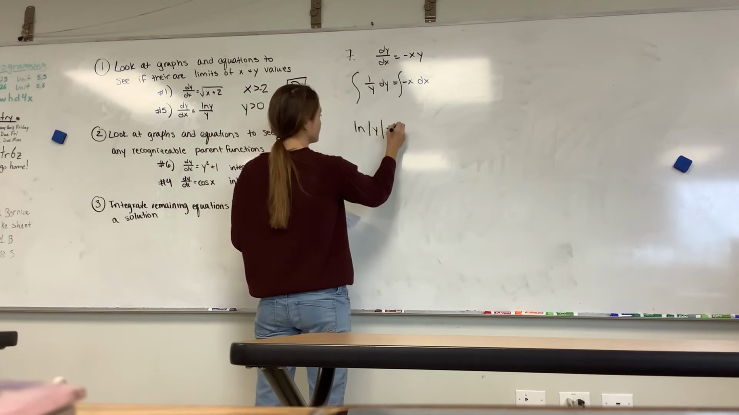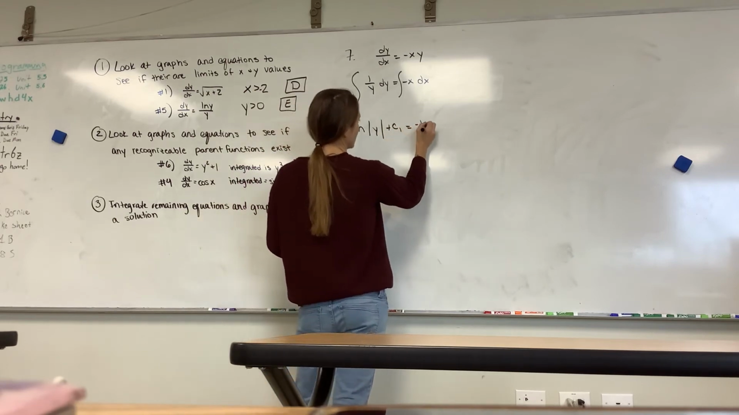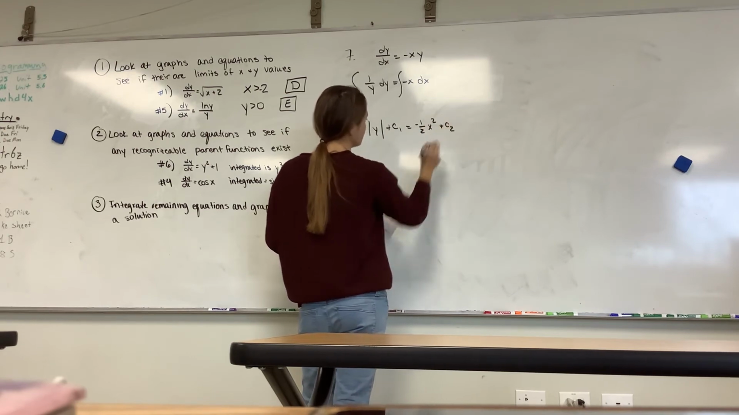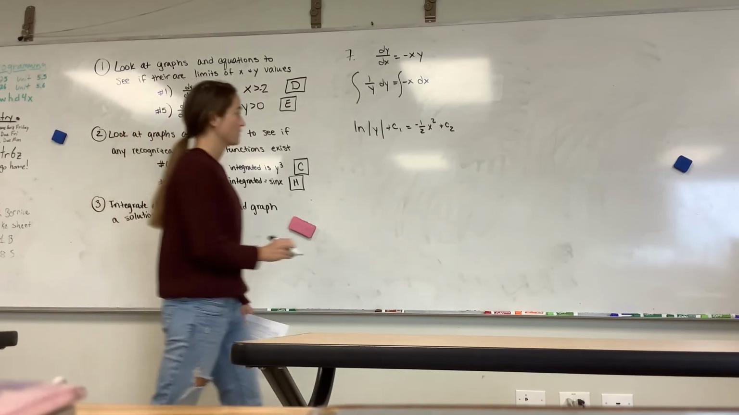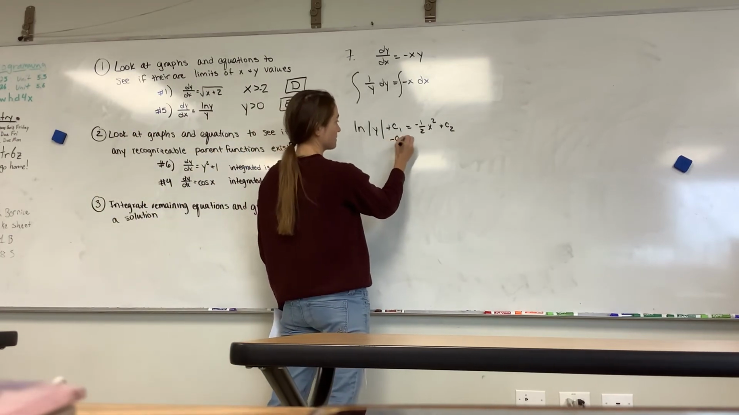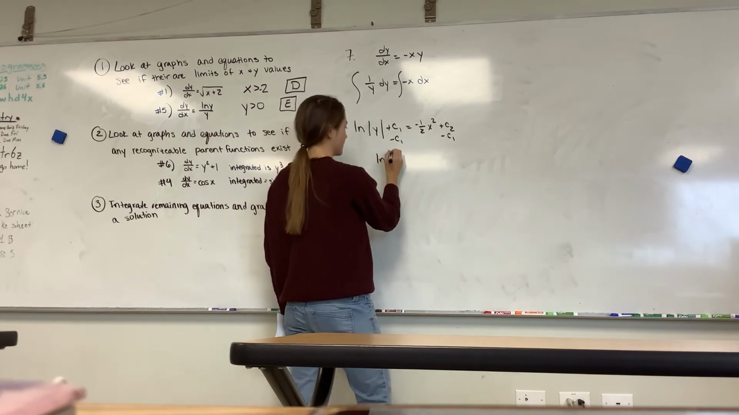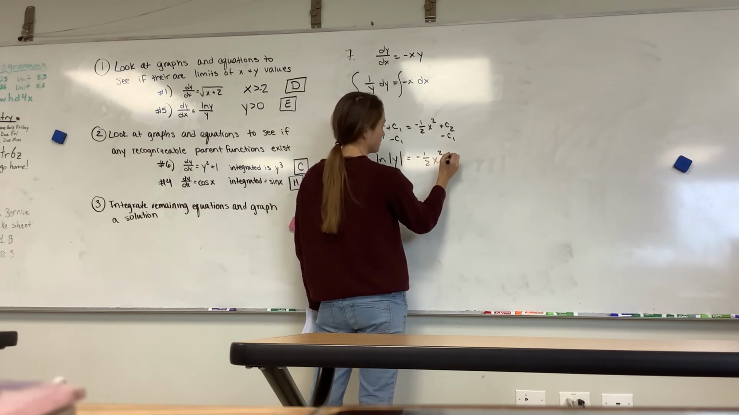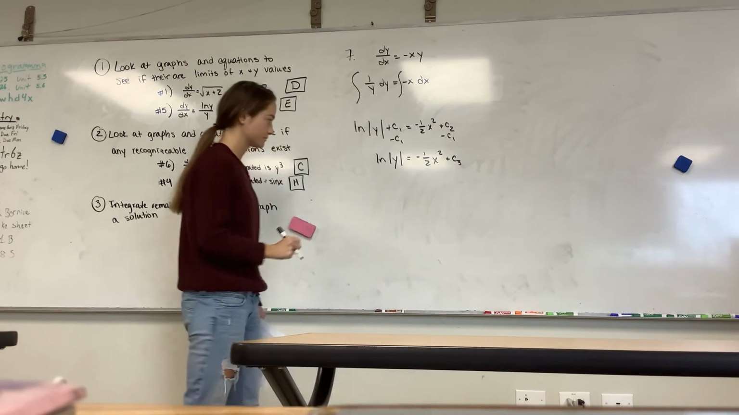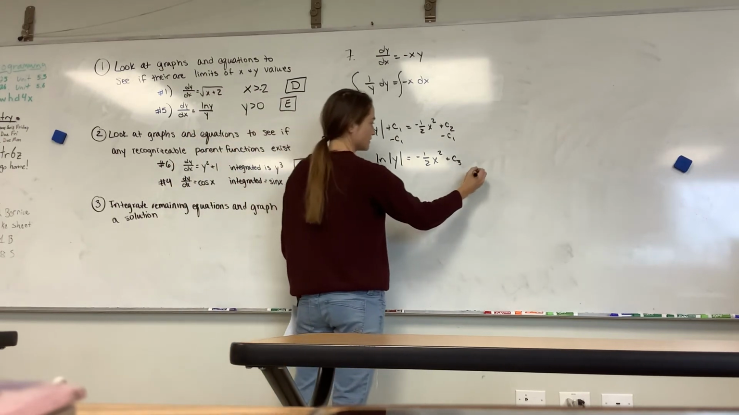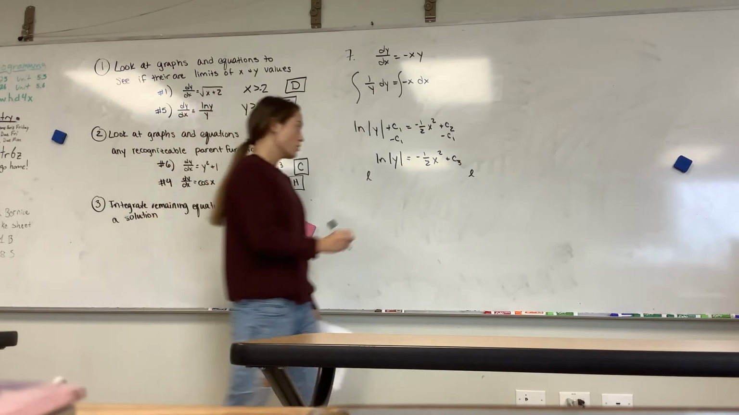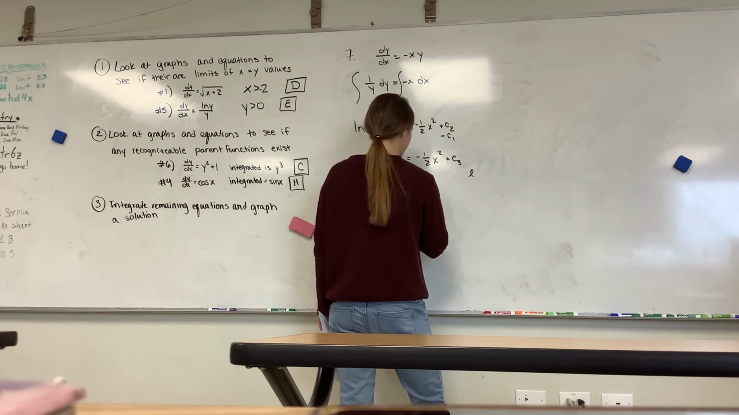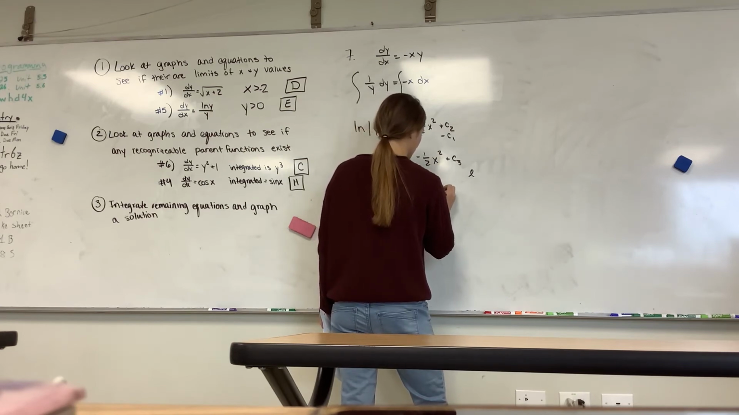Plus c1 is equal to negative 1/2 x squared plus c2. If I subtract c1 from both sides, I get the natural log of y is equal to negative 1/2 x squared plus c3. I have to take e to both sides. Woo, okay, I get y is equal to e to the negative 1/2 x squared plus c3.